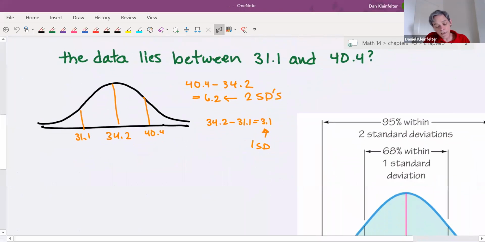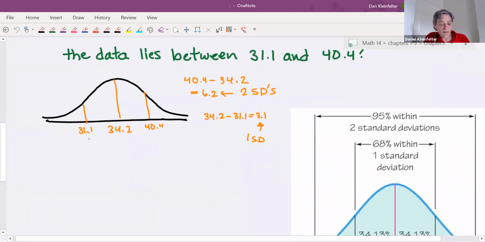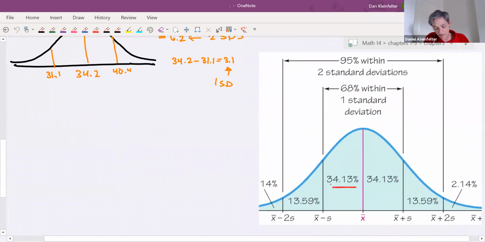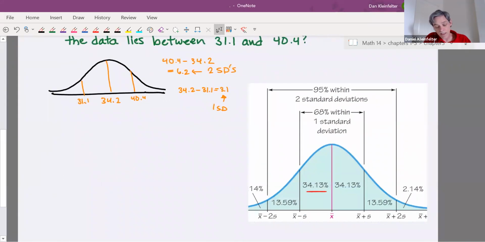So in between the mean and 31.1, we saw that that was one standard deviation down. So about half of 68, so 34.13% of the data lies between the mean and 1 standard deviation below the mean.